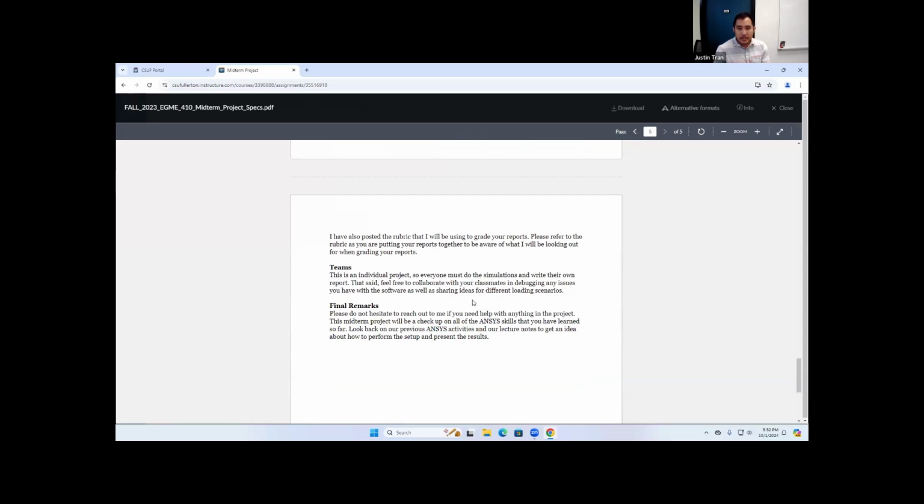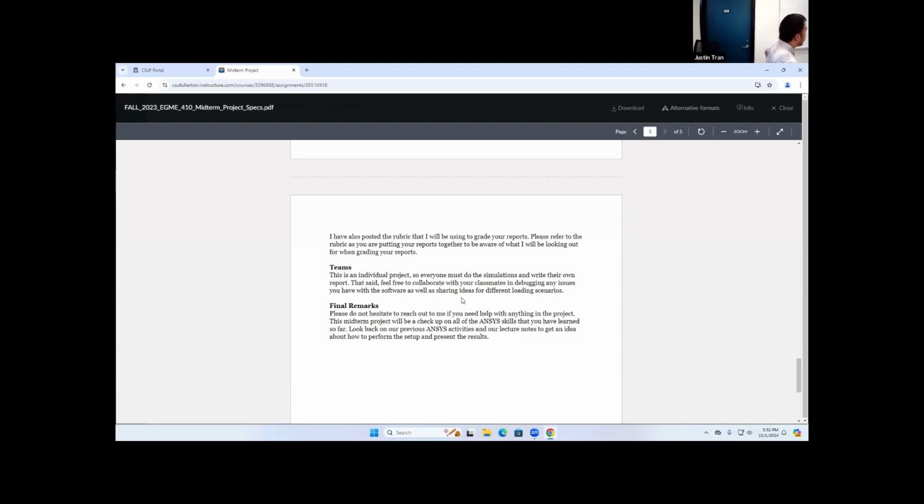Okay, teams, this is an individual project, so everyone is going to write their own report. That said, with only 3 options for the CAD file, I expect that a lot of people are probably going to be working on the same CAD file. So you're definitely free to discuss and work together with your friends, but you have to write your own report.